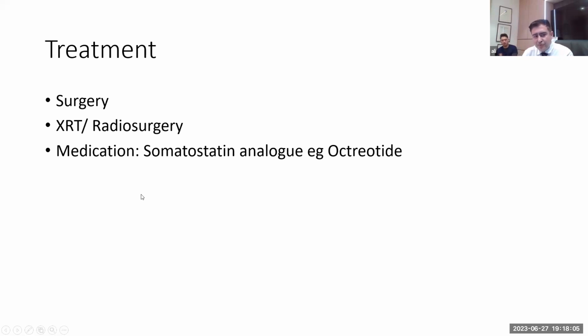If the tumor is not resectable completely, then radiosurgery is performed. And again, the effect of radiosurgery is unfortunately with some delay. So 2, 3, 4 years of delay in seeing a response. That's called the latency period.